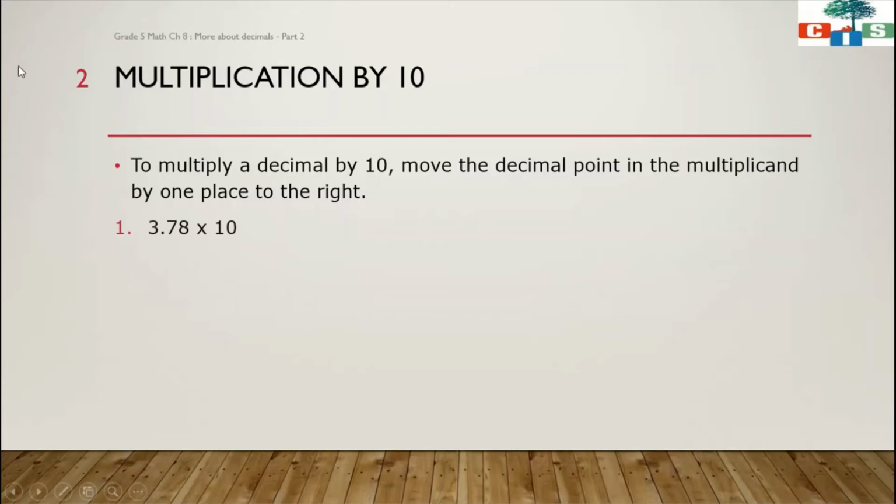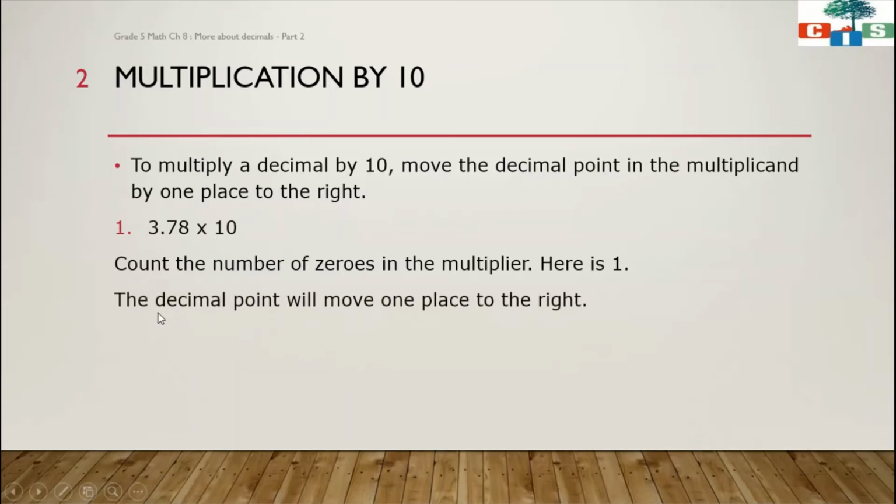The first example is from our question number 3 only, that is 3.78 multiplied by 10. So see kids, what you have to do first? First of all, you have to count the number of zeros in the multiplier. Here we have 10. It means we have only 1 zero. So we will move the decimal point one place to the right in the multiplicand.